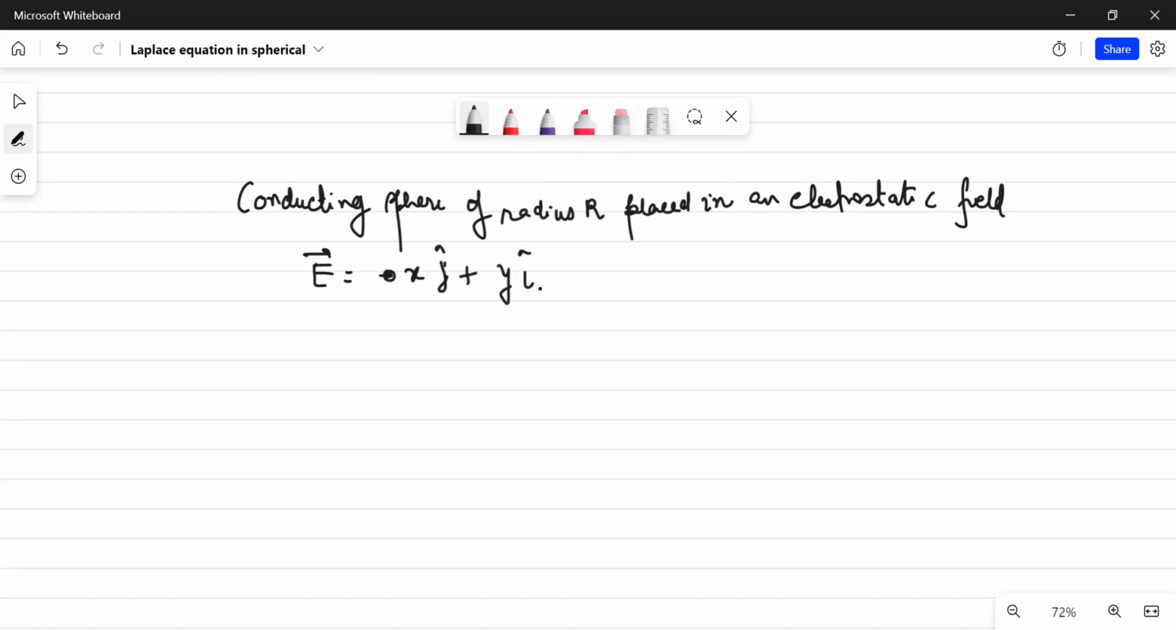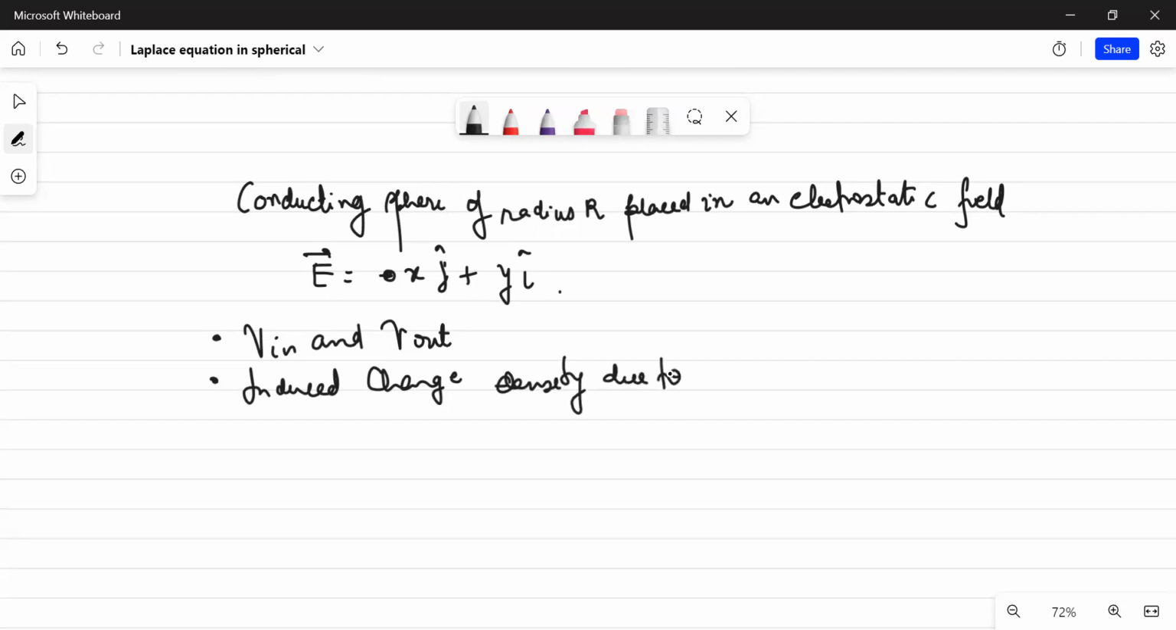Okay, and we want to find the potential inside as well as outside. Also, because of the influence of the external electric field, there would be some induced distribution of charges. So we want to find what would be the induced charge density due to the external electric field. Okay, so this is what we are going to find.